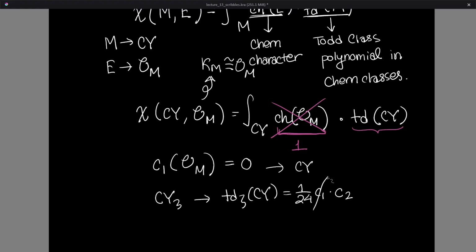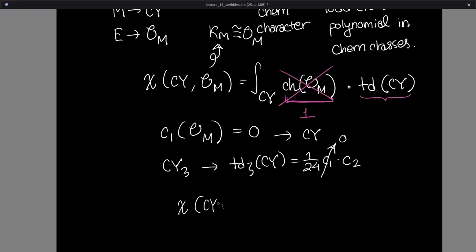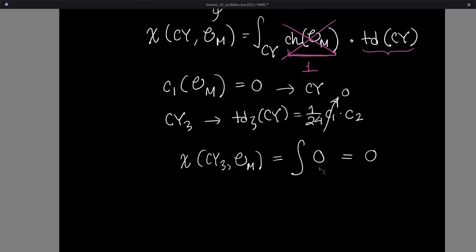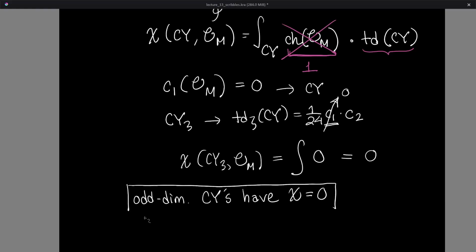And so since C1 is equal to 0, we get that this is equal to 0, which means that chi of O_M for a Calabi-Yau threefold is equal to the integral of 0, which is 0. And similarly, because the Todd classes of odd dimensional manifolds always involve a C1, you will find that all of them give you 0. And this leads to the interesting conclusion that odd dimensional Calabi-Yaus have chi equals 0. So that is the first property.